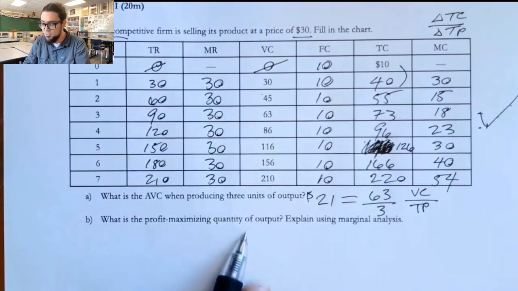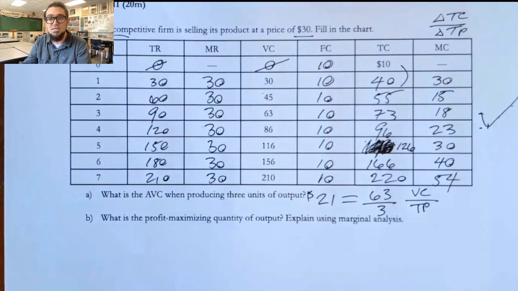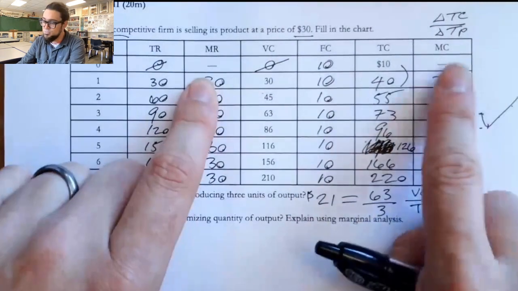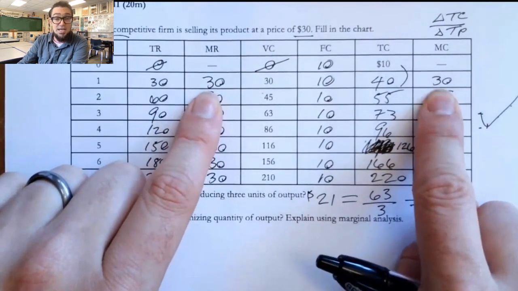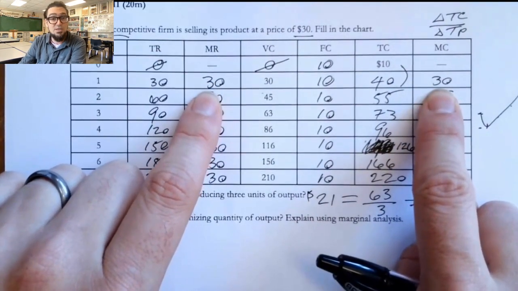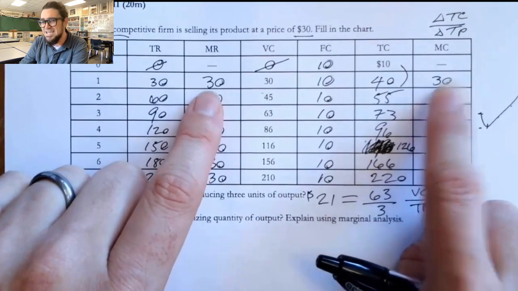What's the profit maximizing quantity of output? Explain using marginal analysis. So here we're going to compare the marginal revenues to the marginal costs. And we find that, yes, for the very first unit, marginal revenue equals marginal cost, but we wouldn't want to stop here.